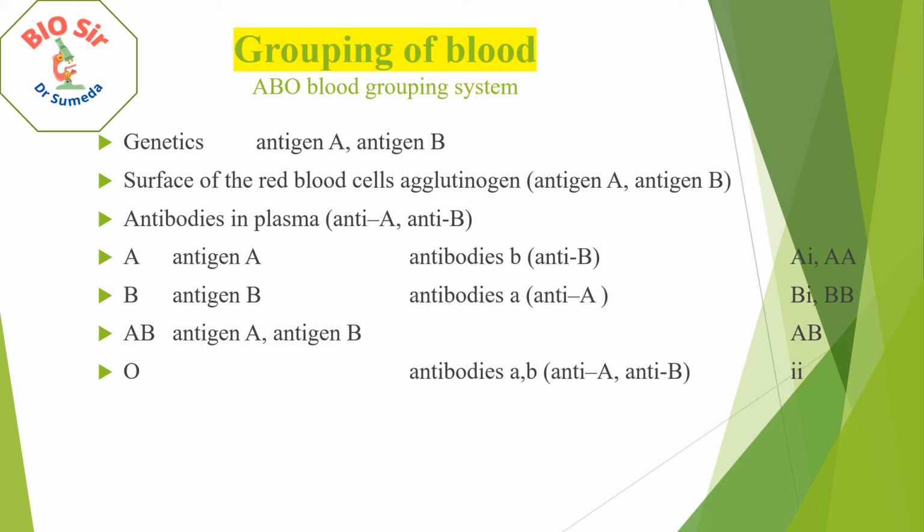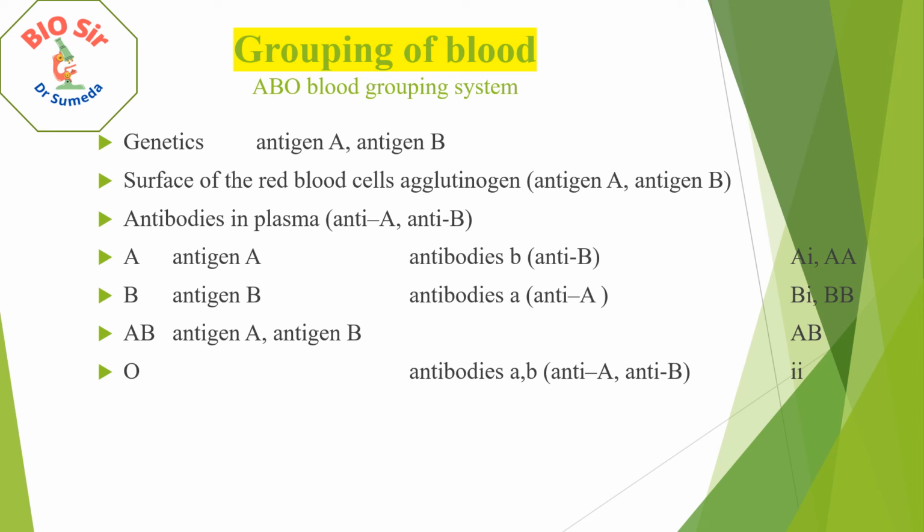If we take blood group O, they don't have any antigen, no antigen A or antigen B. So they have antibody A and antibody B in the plasma, and the genetic condition is ii. That means no carbohydrate antigen. So according to the genetic condition and the antigens and antibodies, we can divide blood into the four major blood groups: A, B, AB and O.